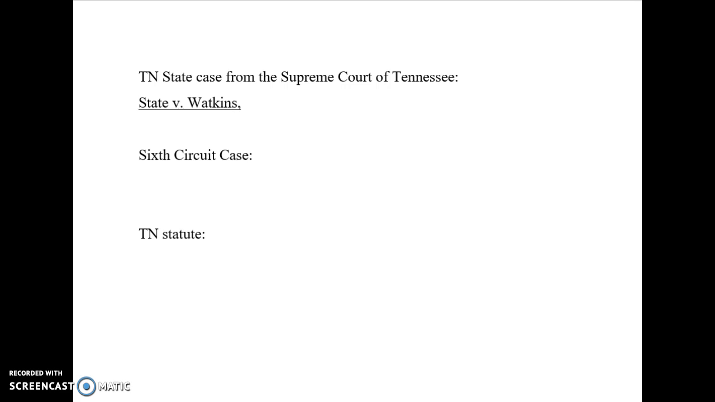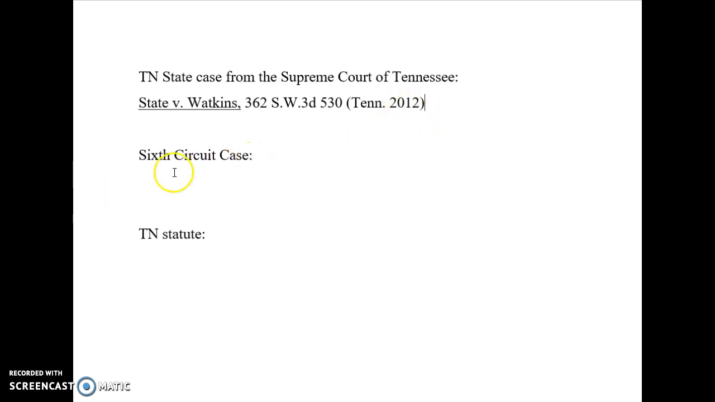Then we put a space and 362, which is the volume number. Now we need to know which reporter it's in. This one is in the Southwestern Reporter, S.W. The third edition, so 3d, no spaces there. Then you're going to do a space, enter the page number, which this one is on page 530. And then in parentheses, we're going to put Tennessee 2012. Tennessee is the jurisdiction, 2012 is the year the case was decided.